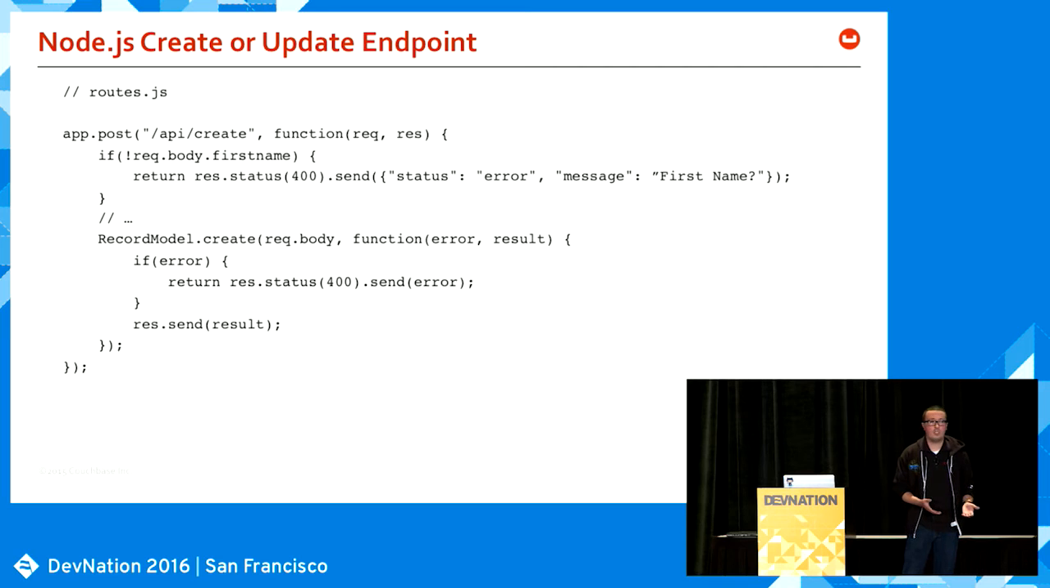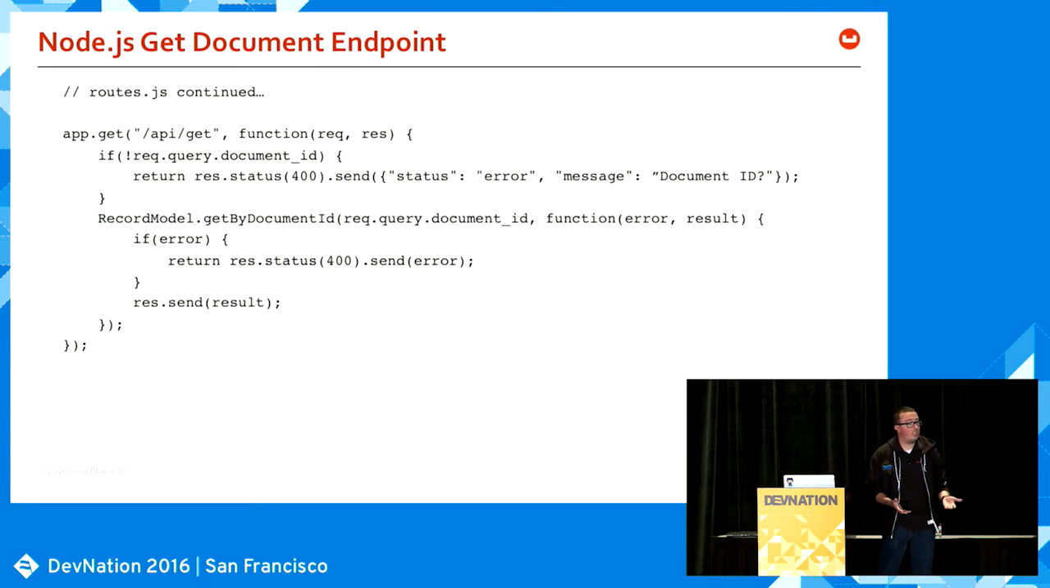This error is going to be returned to the AngularJS front end. I couldn't fit it on the slide here, but we're also going to do a check for the last name and a check for the email address. If all three of those conditions pass, then we can call this create function of this record model that we're going to create about three slides from now. This is really just going to interface with Couchbase directly, so we're not doing any kind of Couchbase code inside of this endpoint. Depending on how this function responds, we're either going to return an error to the front end or return some kind of success.